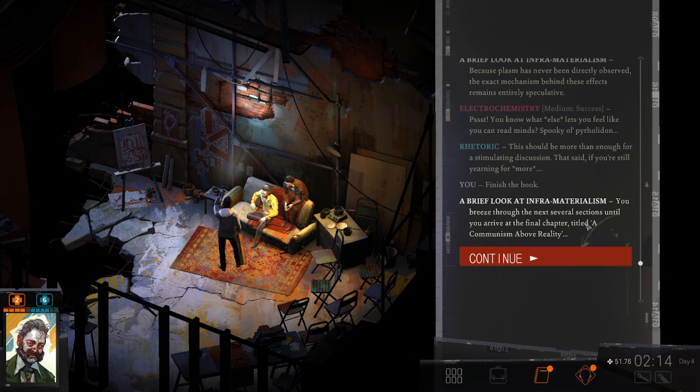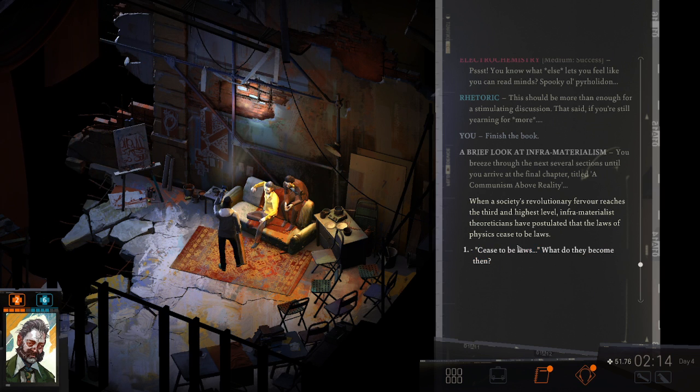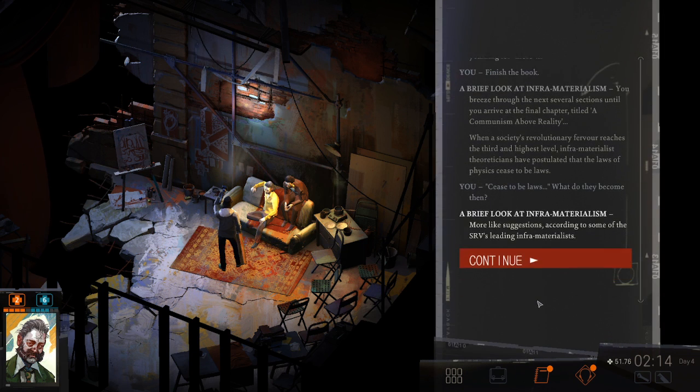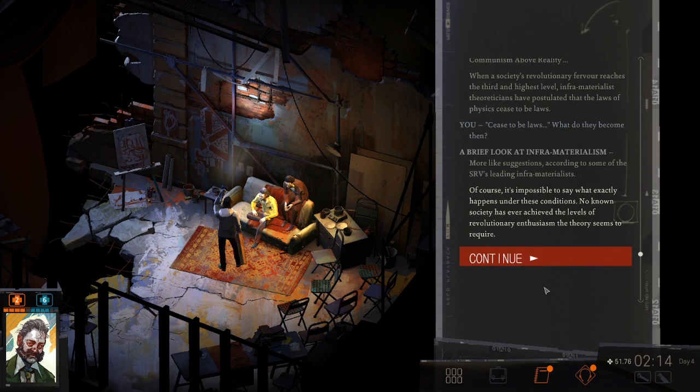You breeze through the next several sections until you arrive at the final chapter, titled A Communism Above Reality. When a society's revolutionary fervor reaches the third and highest level, infra-materialist theoreticians have postulated that the laws of physics cease to be laws. What do they become then? More like suggestions, according to some of the SRV's leading infra-materialists. Of course, it's impossible to say what exactly happens under these conditions.